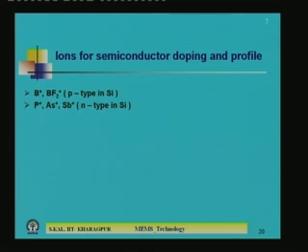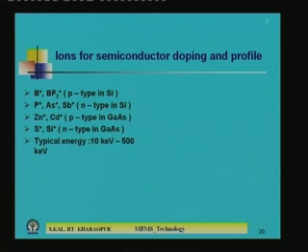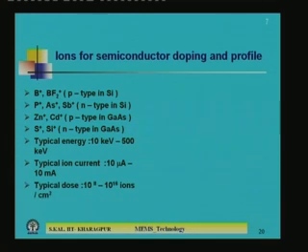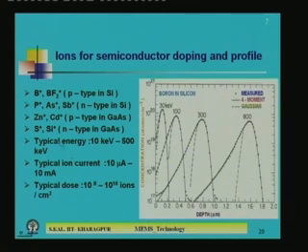What are the different ions used in ion implantation? These are shown here. For p type dopant in silicon, we use boron or BF2 ions. For n type in silicon, you use phosphorus, arsenic and antimony ions. In gallium arsenide, for p type dopant you use zinc and cadmium, and for n type we use silicon and sulfur. Typical energy in ion implantation is 10 keV to 500 keV. Typical ion current is 10 microampere to 10 milliampere. Typical dose is 10^11 to 10^16 ions per centimeter square.